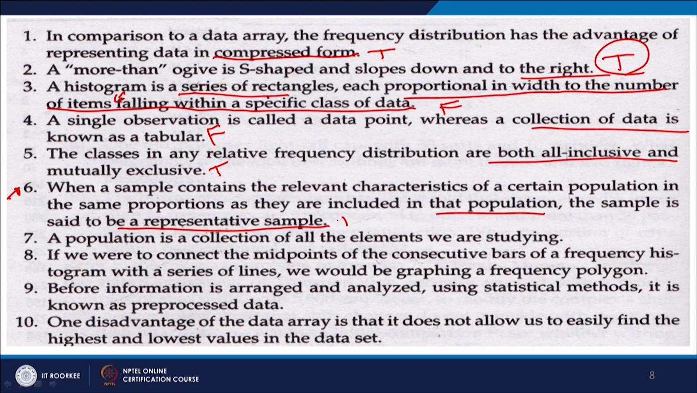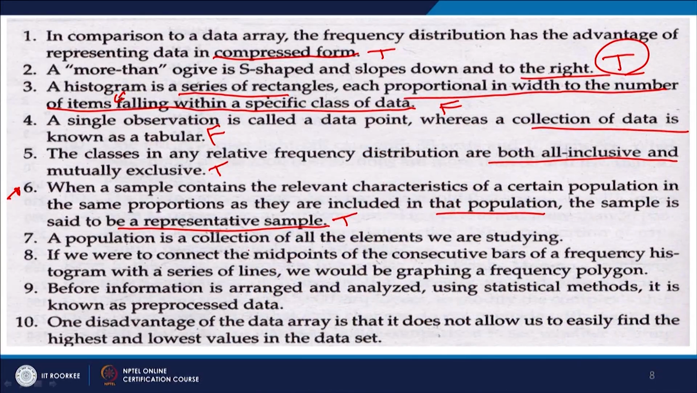This is true, because when a sample contains the characteristics of the population in equal proportion, then it is called a representative sample. Seventh, a population is a collection of all the elements we are studying. Is it correct? Is it true or false? It is true, right. Seventh is true.